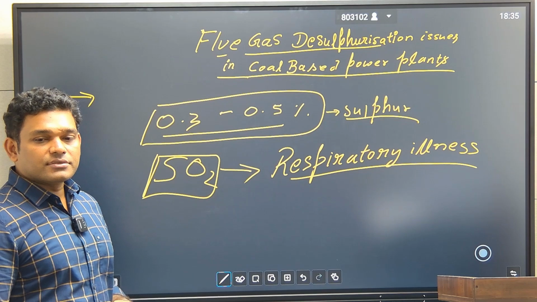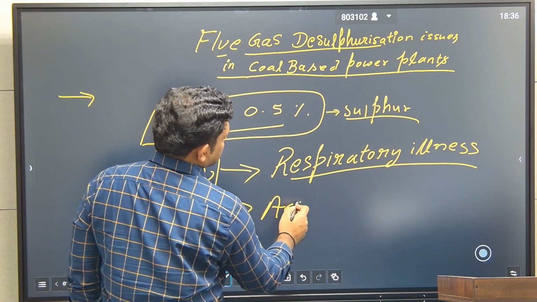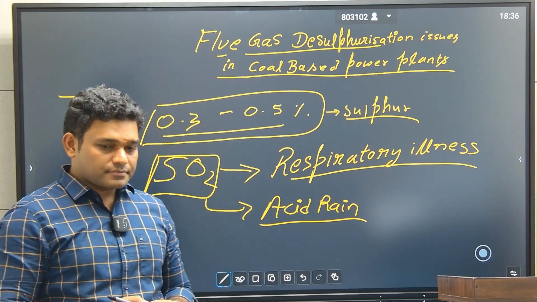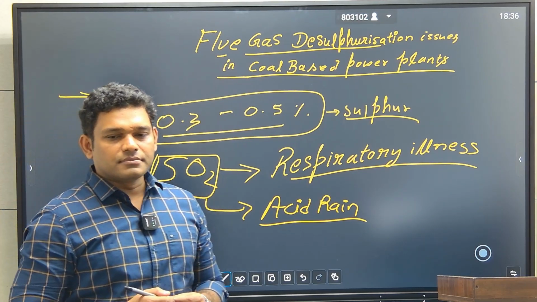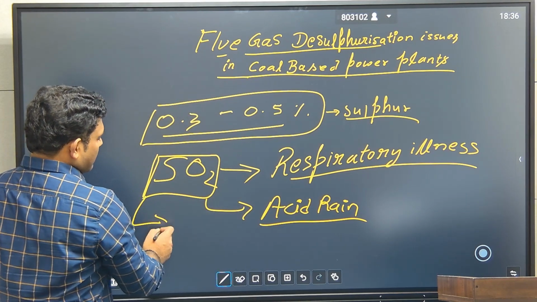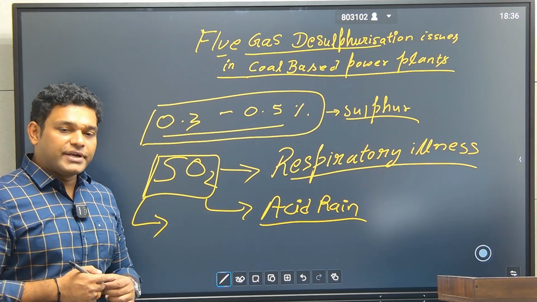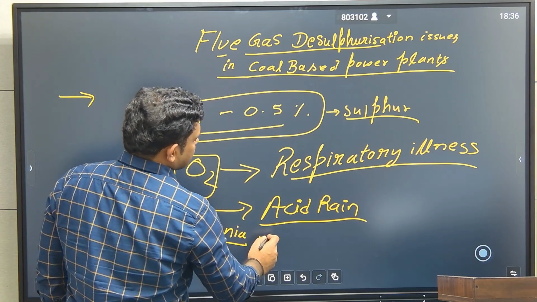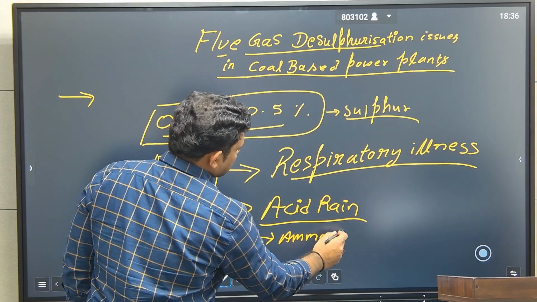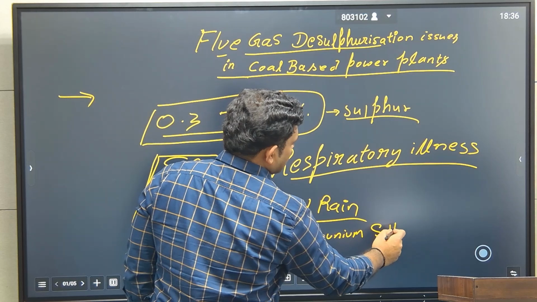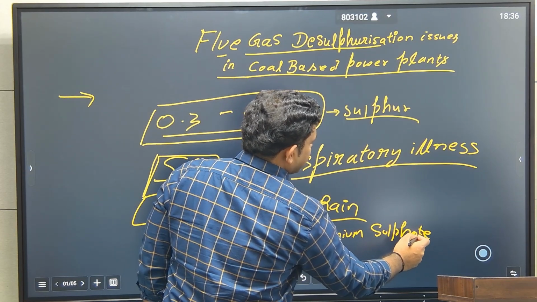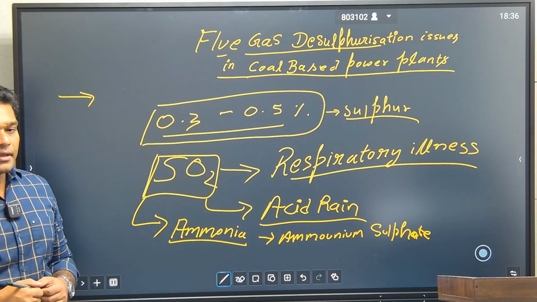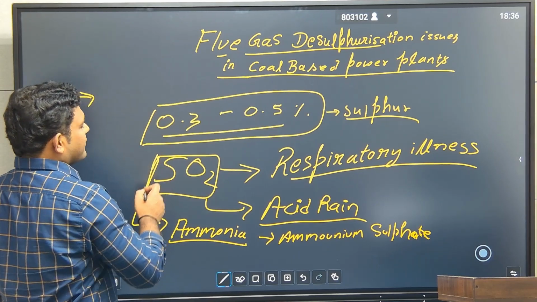And apart from this, it is also responsible for acid rain near industrial towns or industrial areas where these plants are located, right? So sulfur dioxide is not a simple pollutant. It's a complex pollutant because it's both a primary pollutant as well as a secondary pollutant, because when it reacts with ammonia in the atmosphere, it produces ammonium sulfate. This ammonium sulfate goes into the bloodstream of human beings, where it has the potential to damage our organs, our skin, etc. So this is a very harmful pollutant.